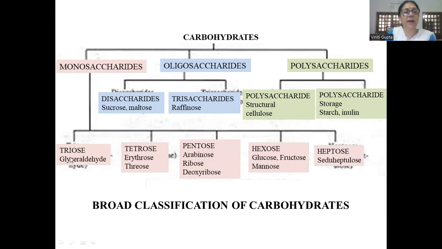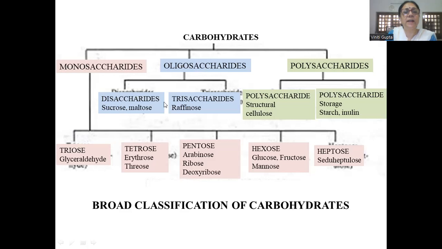It may be a 3 carbon atom, triose, 4 carbon atom, tetrose, 5 carbon atom, pentose, or a 6 carbon atom, hexose, or a 7 carbon atom, heptose. But all these may be a single molecule of carbohydrate. Then we have oligosaccharides. Now, if we say a disaccharide, it does not mean carbon atoms. It means the number of monosaccharides.